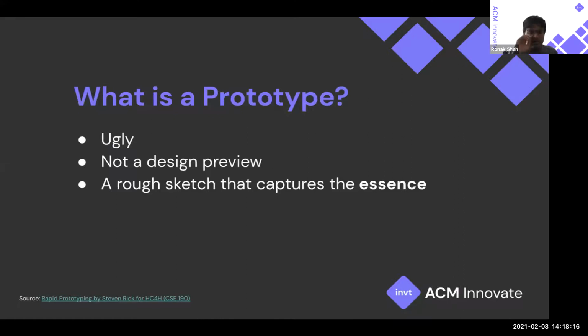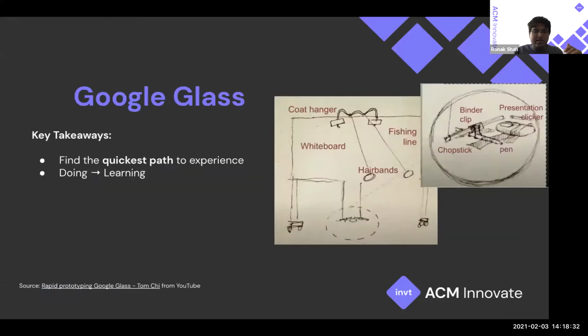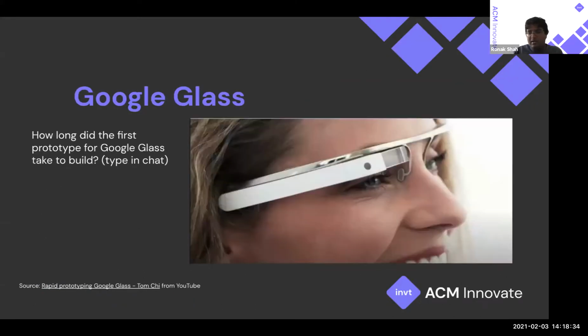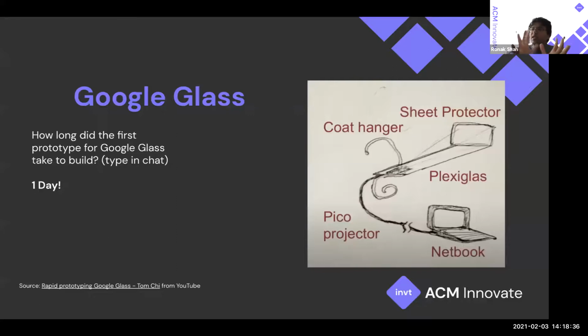So let's take a step back and think about what a prototype is. A prototype is going to be ugly. It's not going to be a design preview, and it's going to be a rough sketch that captures the essence of what you want to build, right? Like with the Google Glass idea, it doesn't look like this at all. It just tells you what it's going to be from a high level.